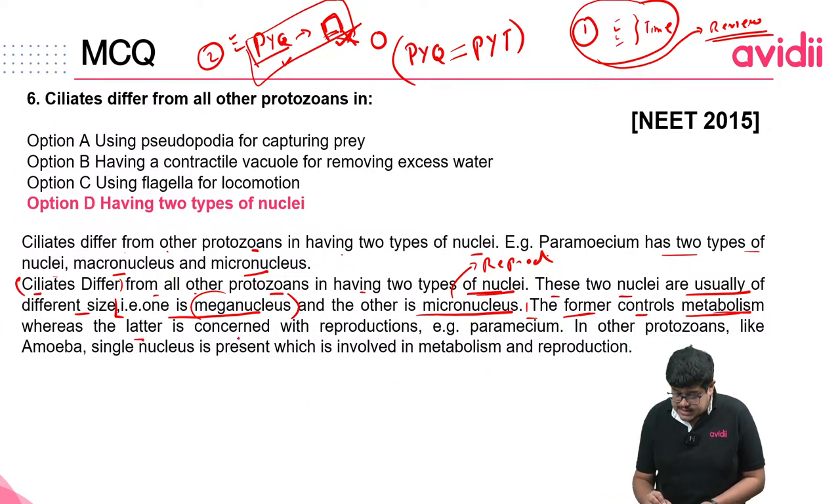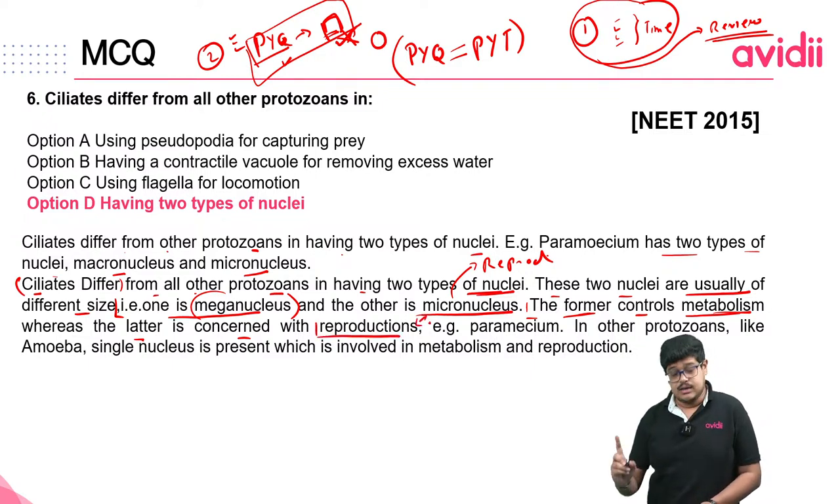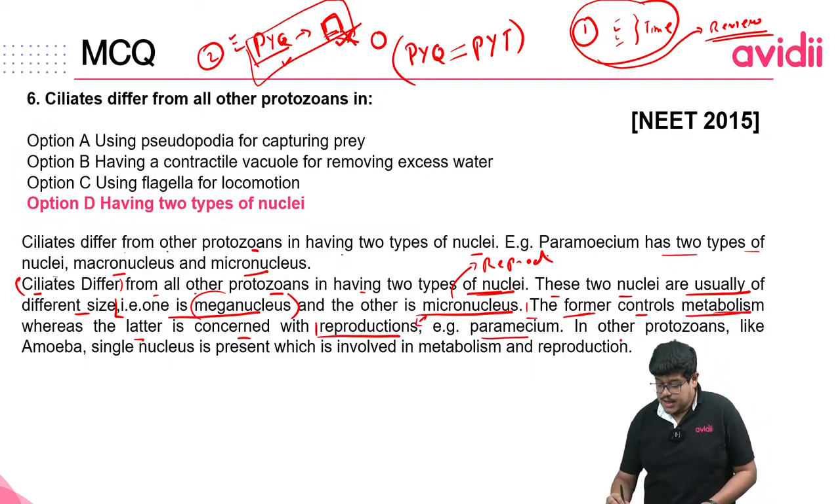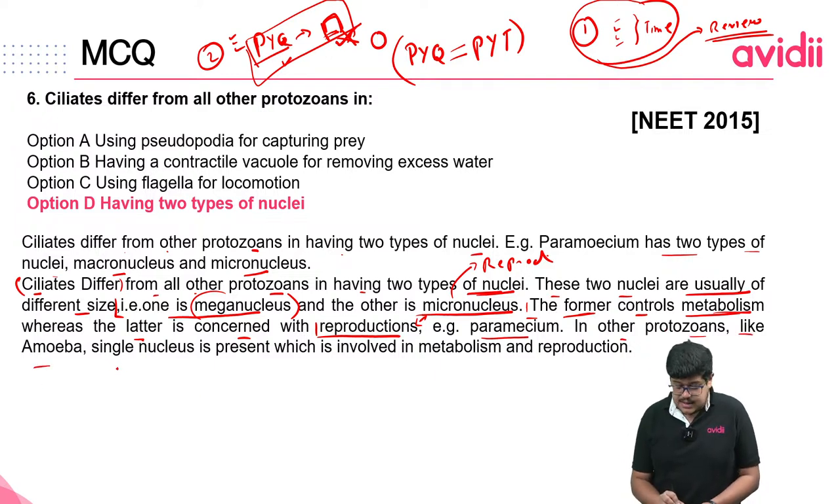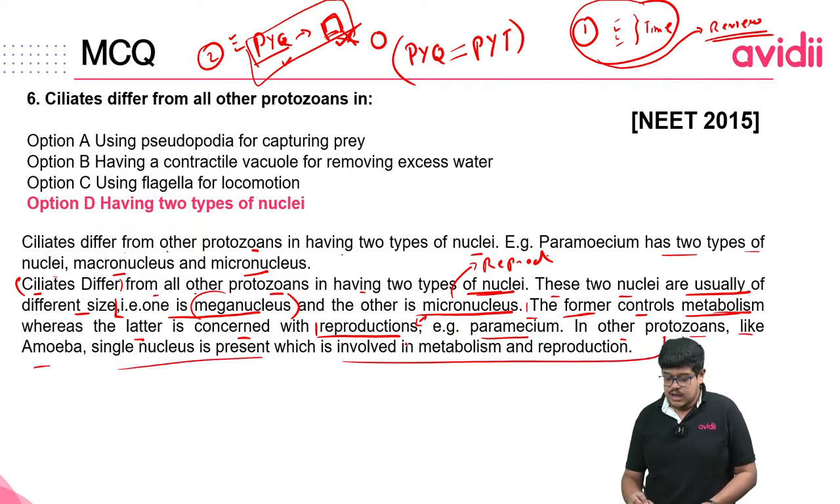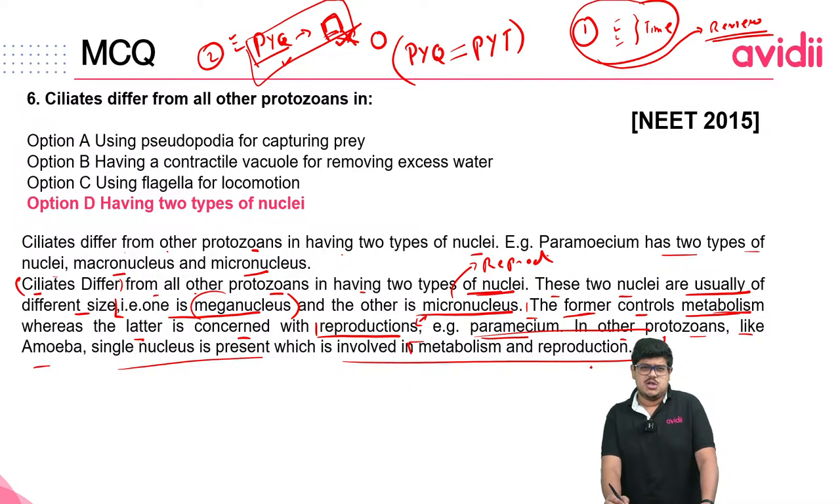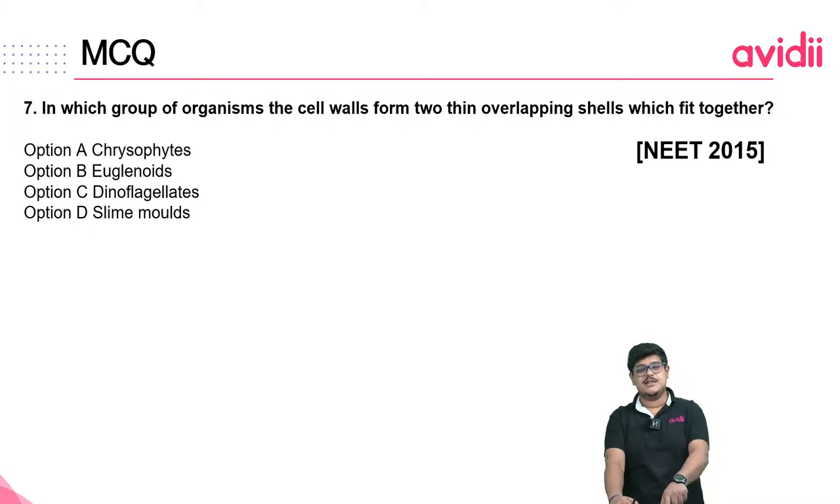Whereas the latter is concerned with the reproduction. So reproduction se micronucleus ka nata hai. Example, paramecium. In other protozoans like amoeba, single nucleus is present which is involved in metabolism and reproduction. So again, go for the unique characteristics. Theek hai? Chalo. See this question.